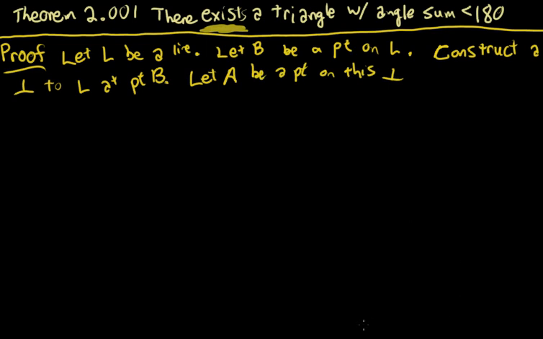This is going to be quite a large drawing in the end. So we'll have this line L. We have some kind of point B here. Actually, we should have said such that A is not equal to B. That's important. Then we'll have this point A up here.